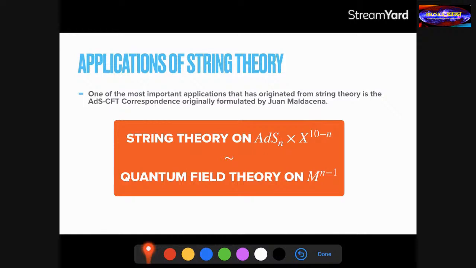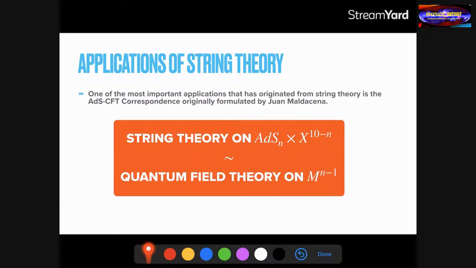And so what this AdS/CFT correspondence tells you, so AdS stands for anti-de Sitter space-time. It's a specific kind of space-time that has constant negative curvature. And CFT stands for conformal field theory. It is a specific kind of quantum field theory with conformal symmetries.